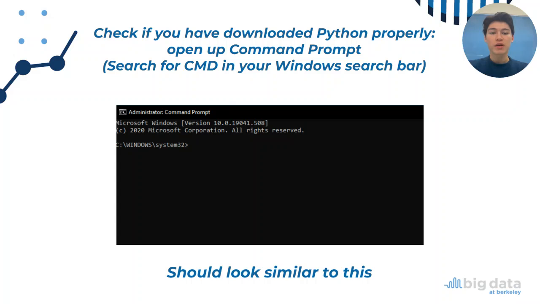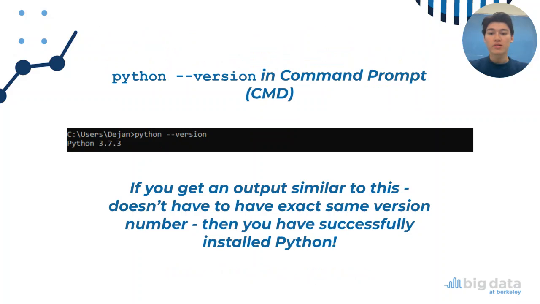So let's double check we installed Python correctly by opening up your command prompt on your computer. And you can do this by typing in the letters CMD on your Windows search bar at the bottom of the screen. And then we want to type in the command python space dash dash version, and you should get an output that looks similar to this. And again, note that the version numbers don't have to match up perfectly.